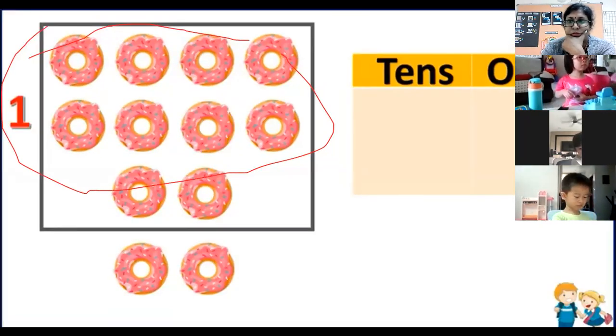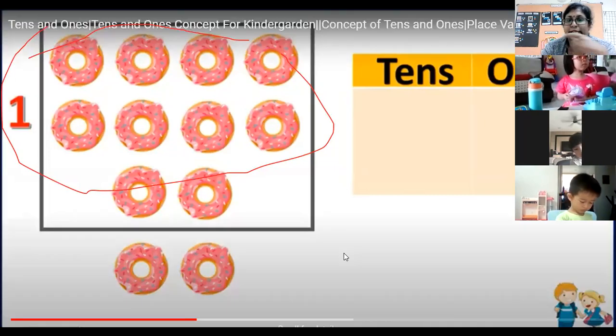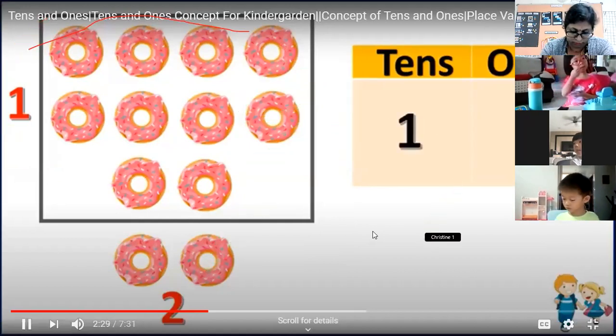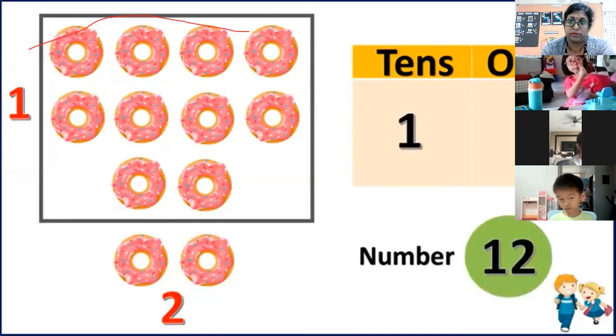Now let's see, count this is the 1 ten. 1, 2. So here we have 2 donuts. So in tens place we have 1 ten, and in ones place we have 2. So the number is 12.